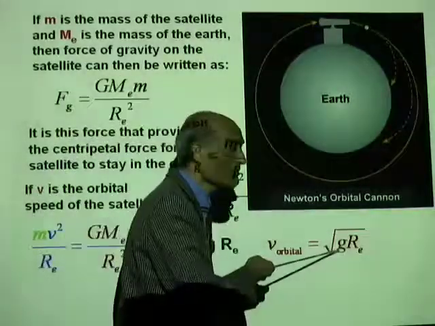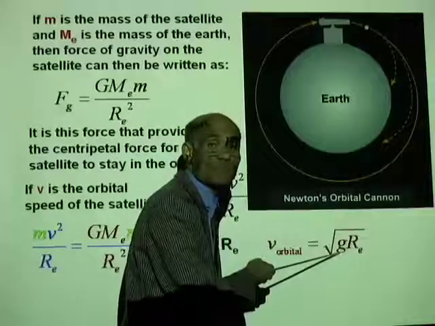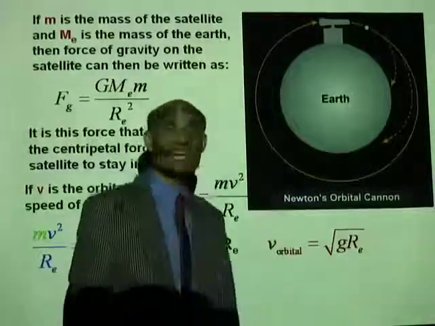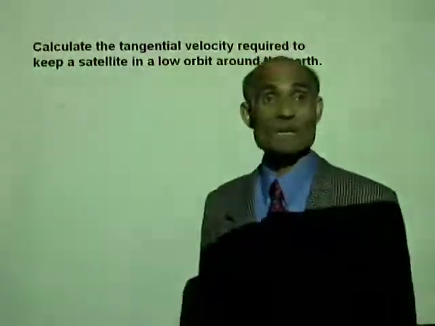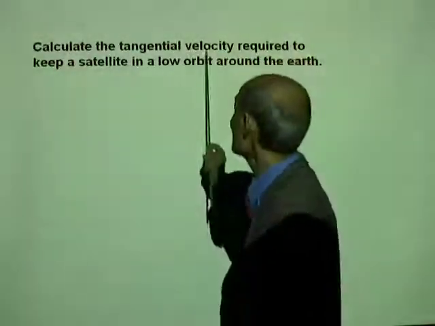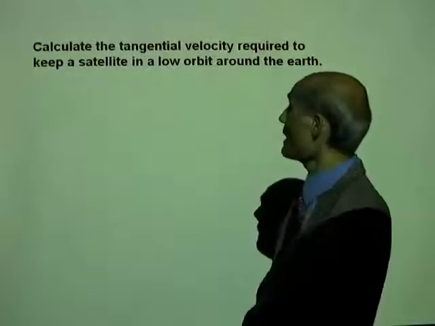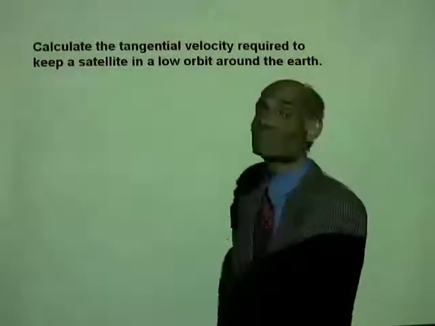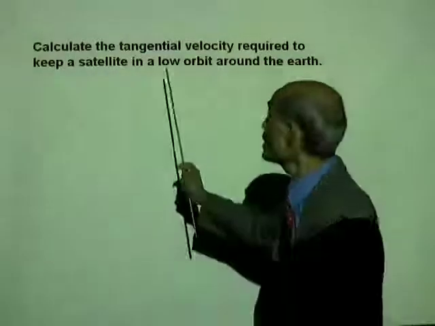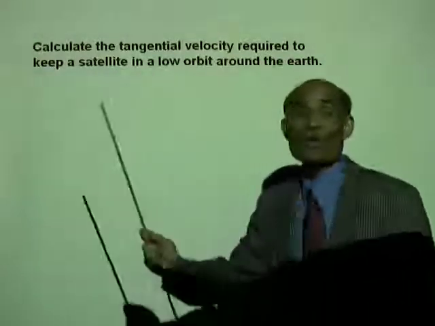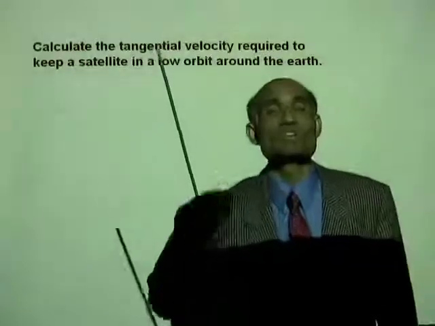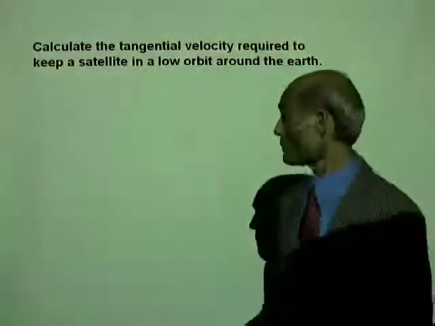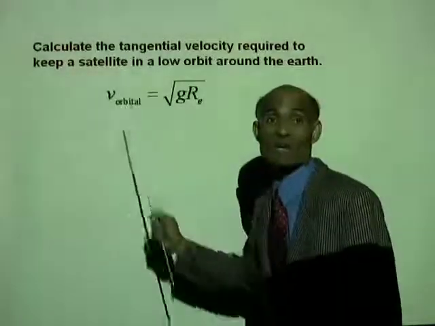GRE. We know the value of G on the surface of the Earth. We know the radius of the Earth. Therefore, we can calculate the orbital speed. Calculate the tangential velocity required to keep a satellite in a low orbit around the Earth. See, look at that low orbit. Low orbit means you can use the radius of the Earth as the distance. Well, we just obtained that equation.